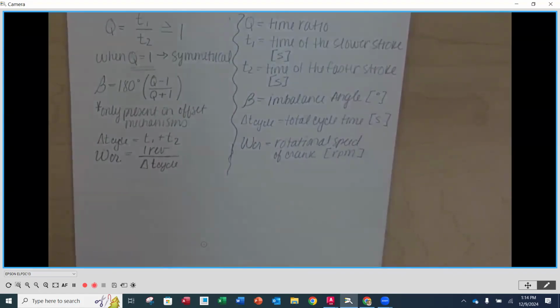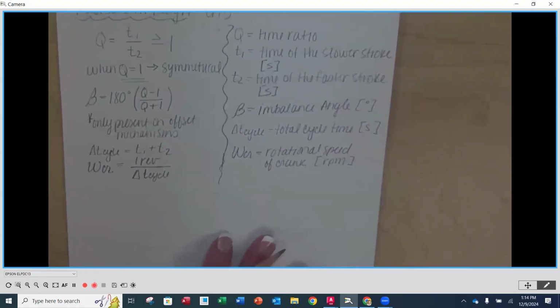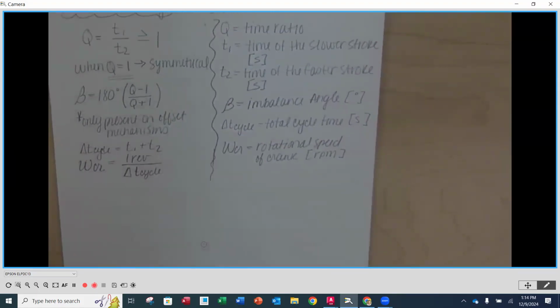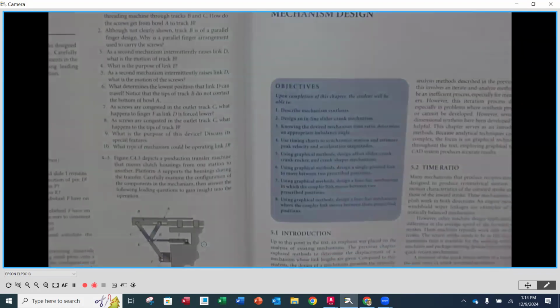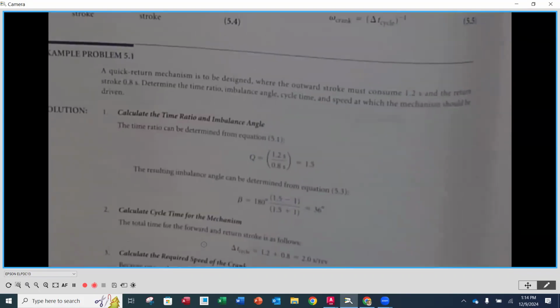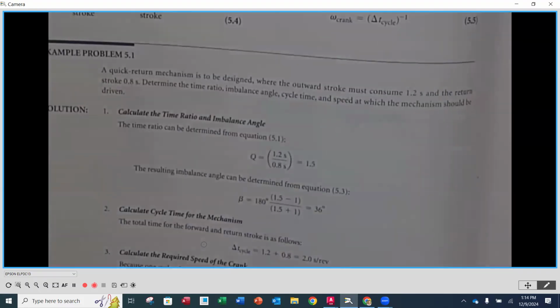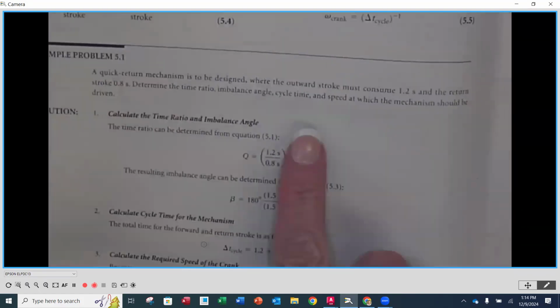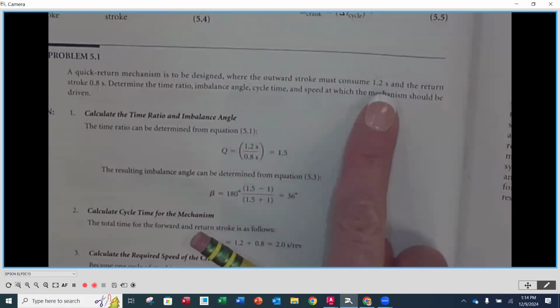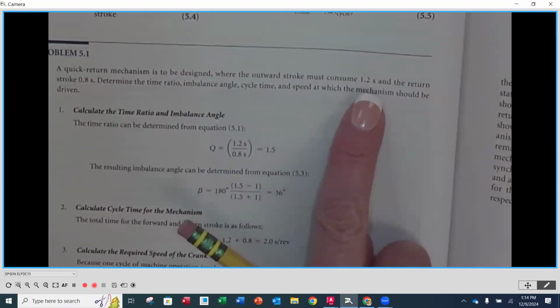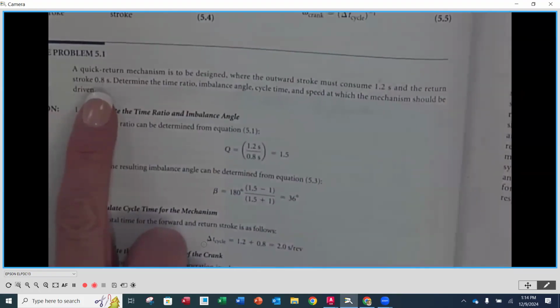Okay. So let's do our first example, using what we have here and practicing these equations. Our first example, and it's the first practice problem that you'll be submitting, is going to be example 5.1. It says here that we have a quick return mechanism to be designed where the outward stroke must consume 1.2 seconds and the return stroke 0.8 seconds.